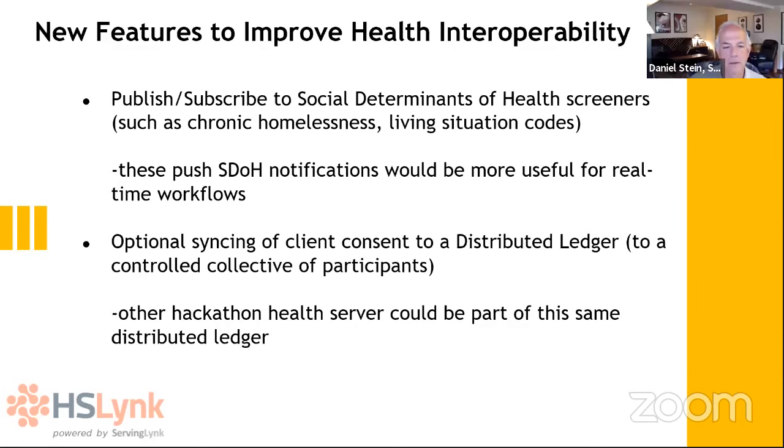Let's keep it on this slide. Push notifications, I talked about that. The last thing is we should really try to get consent, which is going to be a topic at the end of this call, integrated into HS-Link.